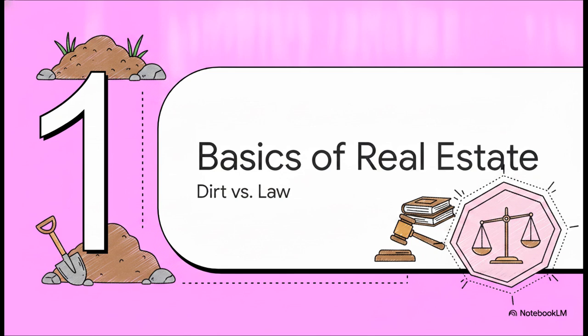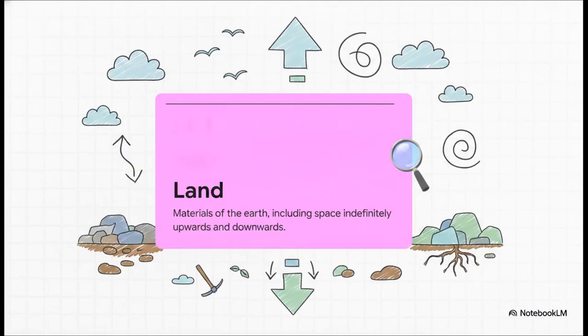Which brings us to Section 1, the basics of real estate, or as I like to call it, dirt versus law. Right, so before we can even talk about those rights, we have to separate the actual physical dirt from the legal concepts attached to it. Legally, land is not just the soil, rocks, and minerals that you walk on. It literally includes the free or unoccupied space for an indefinite distance upwards into the sky, as well as downwards deep into the earth. Basically, when we talk about land and real estate, we are talking about a physical foundation that stretches infinitely up and infinitely down. Kind of wild to think about, right?